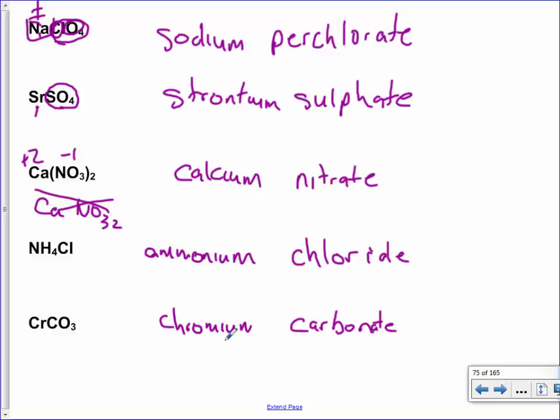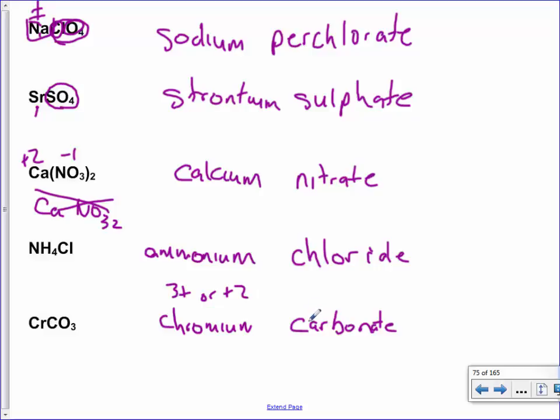Chromium has more than one charge. You guys find chromium on the periodic table? How many charges does it have? +3 and +2. Yeah, chromium could be the +3 version or the +2 version. That means that I need a Roman numeral and a polyatomic. I can actually put those together.